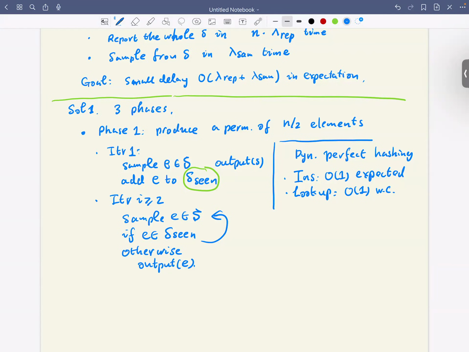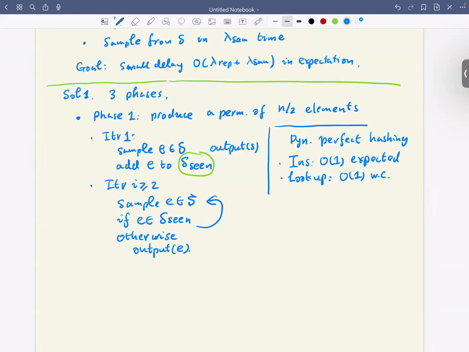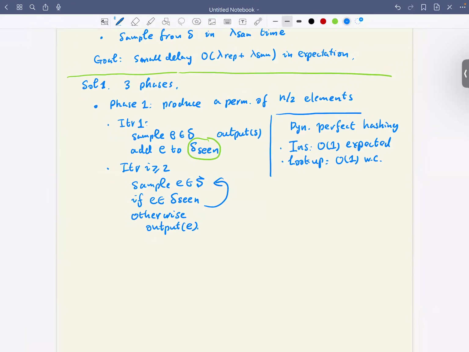But let's worry about the time. I want to prove that every iteration will run for a small amount of time, in expectation. However, there is a little bit of an issue here. The issue is that starting from the second iteration, you might have to perform multiple loops. You see what I'm saying?